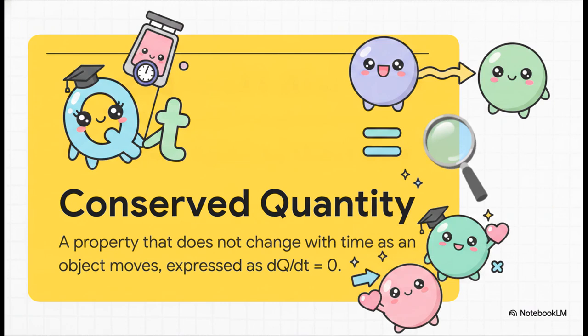So what are we looking for? Well, it's called a conserved quantity. Basically, when the derivative of a property over time, that's dq over dt, equals exactly 0, it means that no matter how much time passes or how much things move around, that specific value absolutely refuses to budge. It's nature's ultimate cheat code.